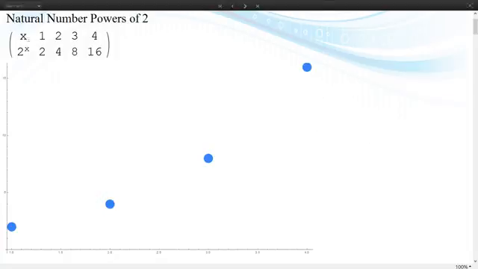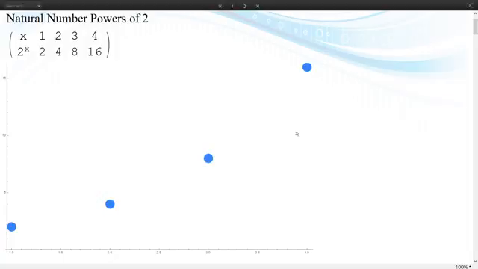So we're going to let x be 1, 2, 3, and 4. We know exponents are defined to be repeated multiplication. So 2 to the 1 is 2 times itself one time, which is 2. 2 to the 2 is 2 times 2. 2 to the 3 is 2 times 2 times 2. And so we can easily come up with the values that we should have for 2 to the x for positive integer values of x. And I've collected 4 of those here and graphed them on this chart.